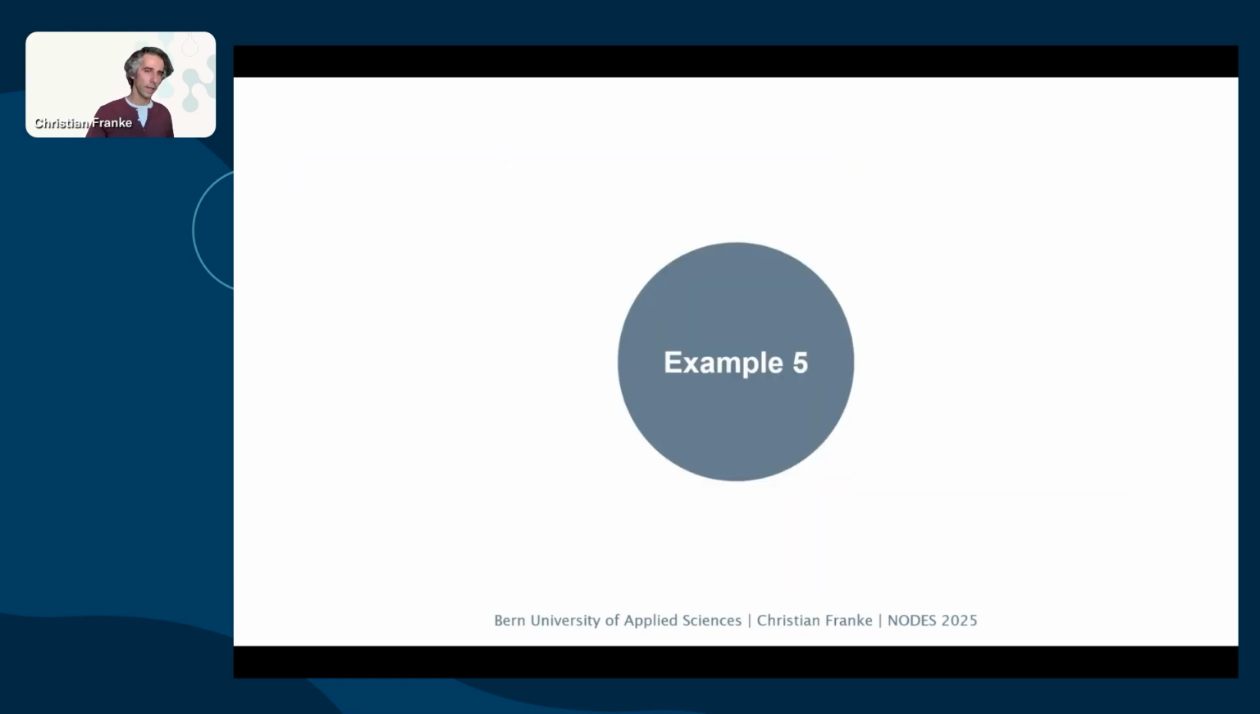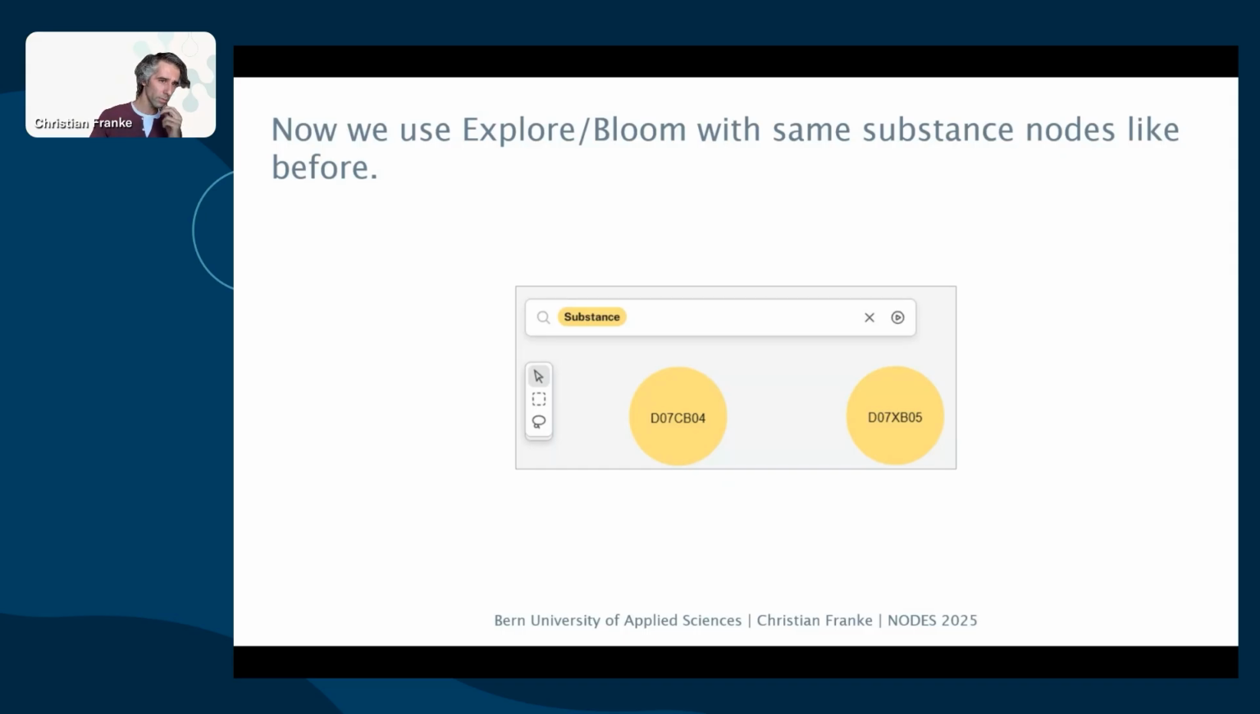Okay, the next example is quite strange in my opinion, and I have no explanation. Probably the Neo4j side has an explanation, but I found a nice workaround. Now we dive into the visual analysis. Here we are in Bloom. We have two substances. We have two nodes in yellow.